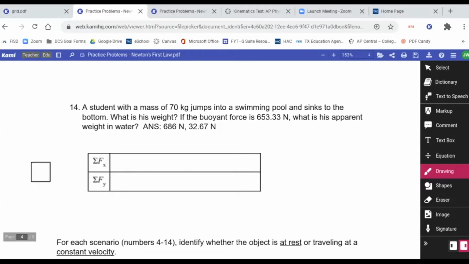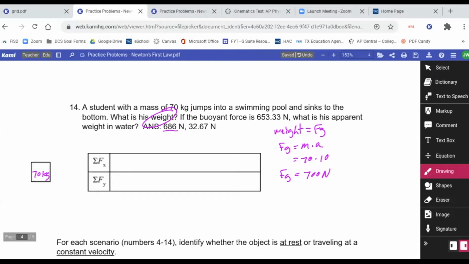All right. A student with a mass of 70 kilograms jumps into a swimming pool and sinks to the bottom. What is his weight? All right, so weight is equal to the force of gravity. They're one and the same thing. Force of gravity is mass times acceleration. For gravity, acceleration is 10, so this would be 70 times 10. So force of gravity would equal 700 newtons. I got that because they use 9.8, they got 686, so we're cool.